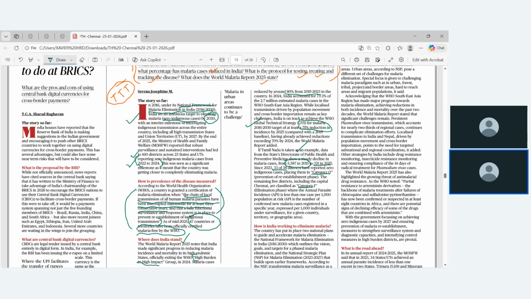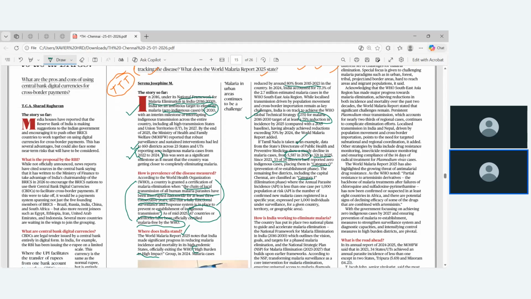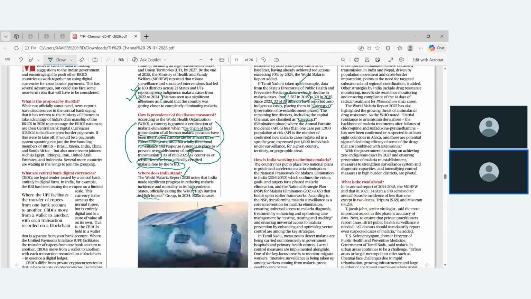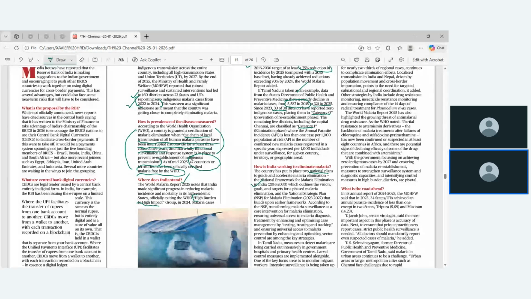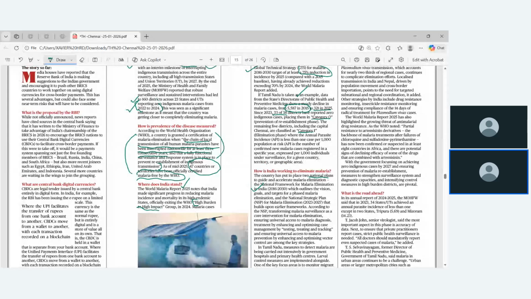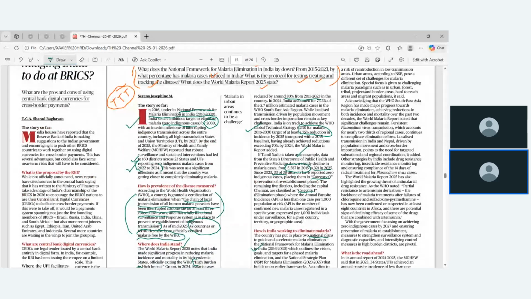How India is working toward eliminating malaria is discussed in this paragraph. The country has put in place 2 national plans to guide and accelerate malaria elimination. One is the National Framework for Malaria Elimination in India 2016 to 30, which we saw in the first paragraph. This was one of the steps taken by India.